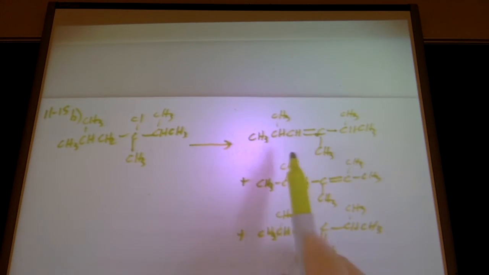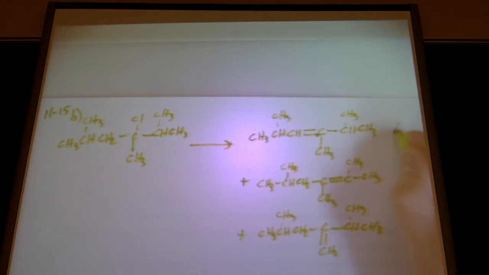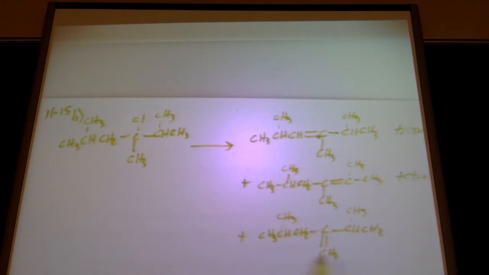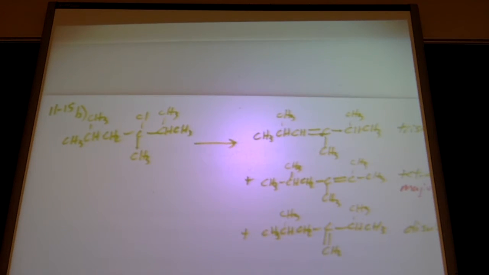If I look at the degree of substitution on my C double bond C, this one's attached to 1, 2, so that's tri-substituted. This one, 1, 2, 3, 4, that's tetra-substituted. And this one, no carbons here, 2 carbons on this side, that's di-substituted. So tetra-substituted would be my major product.